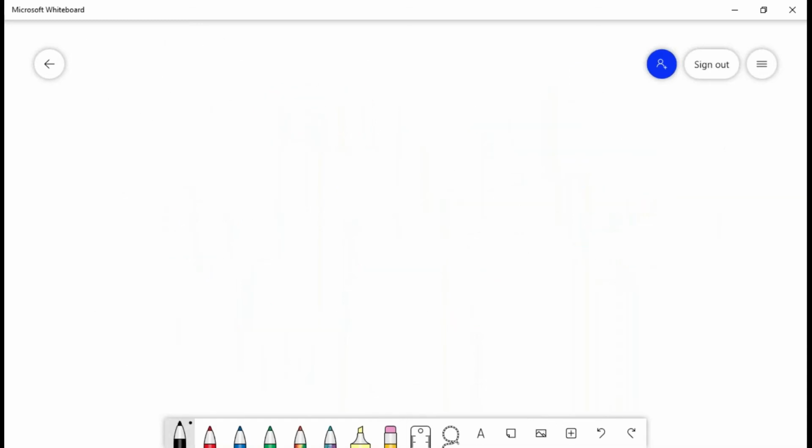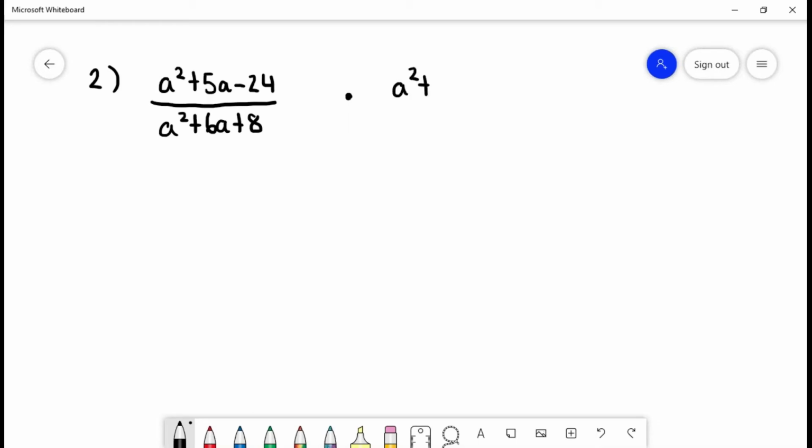So over here, we're going to be doing a second question, and this would be a squared plus 5a minus 24 divided by a squared plus 6a plus 8. And this is going to be multiplied by a squared plus 4a plus 4, and that's going to be divided by a squared minus 3a.